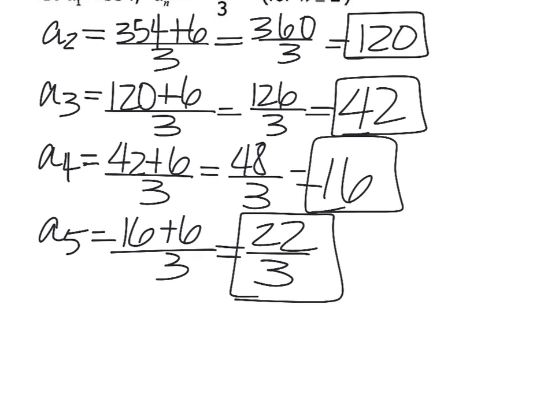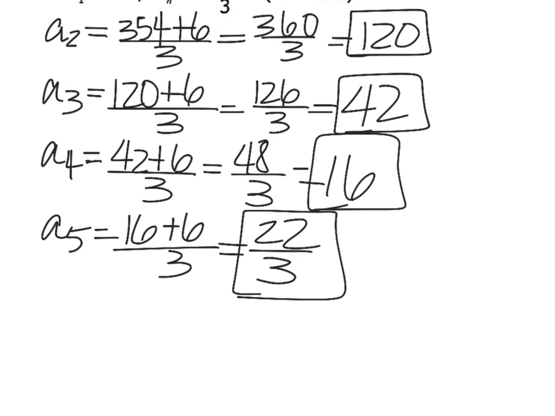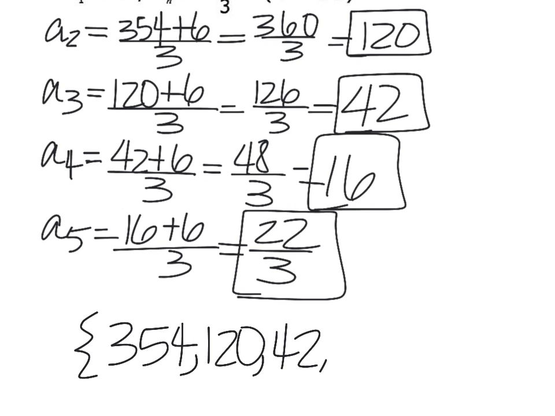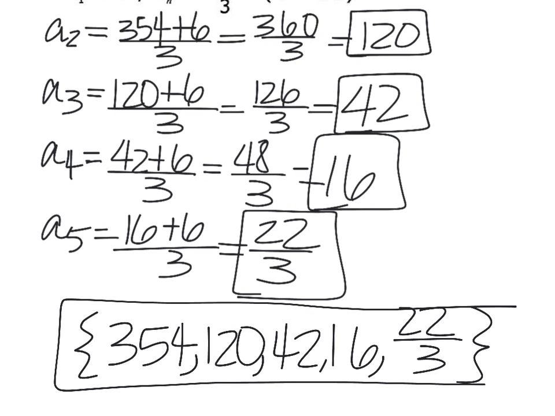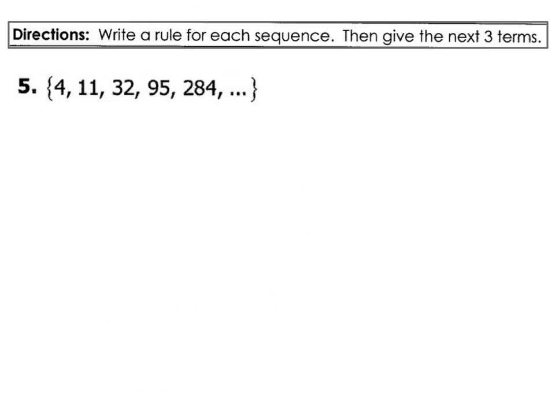All right, now we want to write our final answer as a sequence with our braces. So our first term was 354, then 120, 42, 16, and 22 thirds. And that's our final answer.